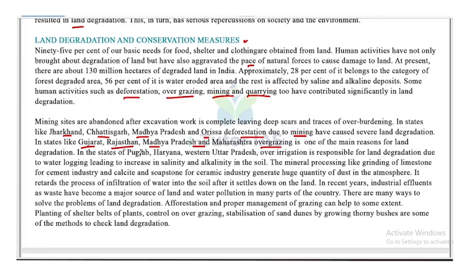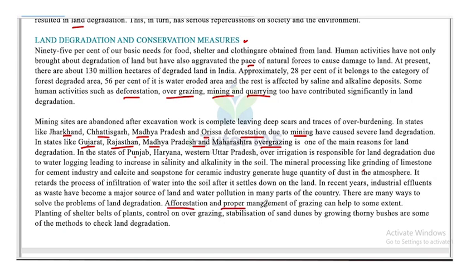Then in the states of Punjab, Haryana and Uttar Pradesh, over irrigation is responsible for land degradation due to waterlogging, leading to an increase in salinity and alkalinity of the soil. The mineral processing like grinding of limestone for the cement industry and calcite and soapstone for the ceramic industry generates huge quantities of dust in the atmosphere. It retards the process of infiltration of water into the soil after it settles down on the land. So in recent years, industrial effluents as a waste have become a major source of land and water pollution in many parts of the country. There are many ways to solve the problem of land degradation.